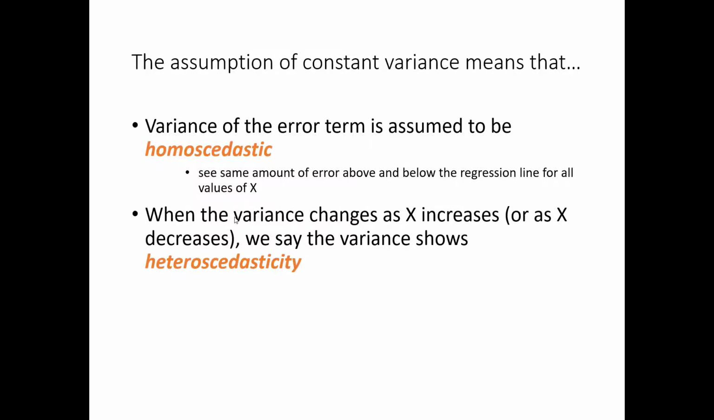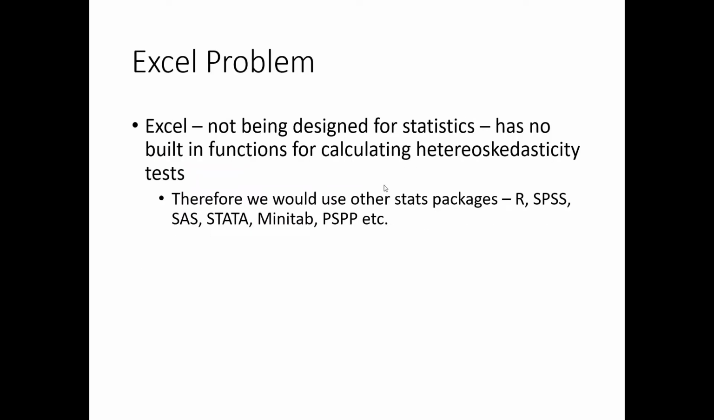Now we're going to use some fancy terminology. If the variance of the error term is constant, all the same, we assume it to be homoscedastic. If the variance changes as x increases or decreases, we say that the variance is heteroscedastic. Whoa, right? Fancy words, makes you sound more important.